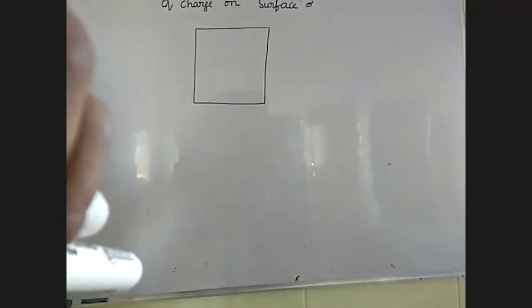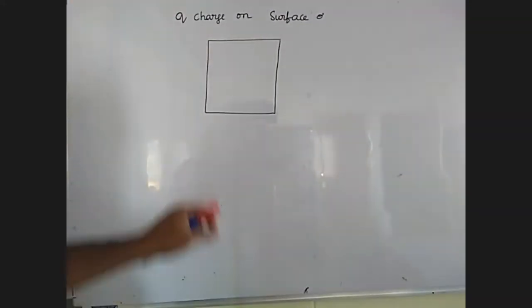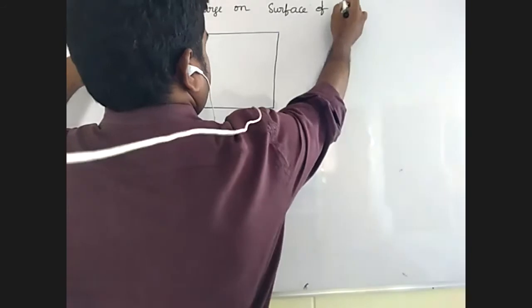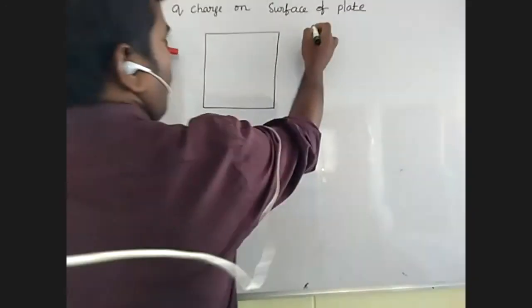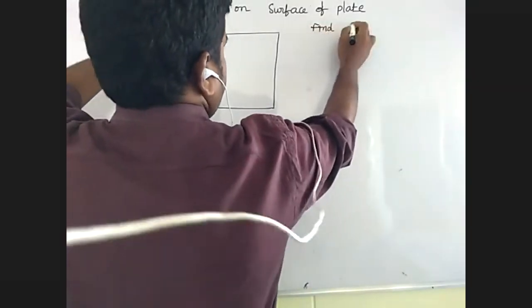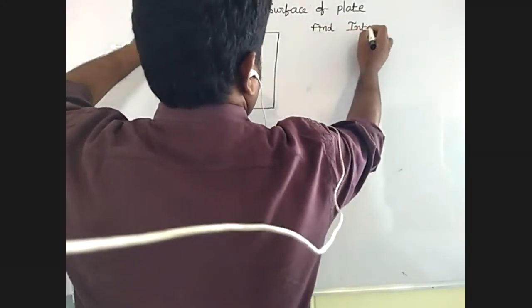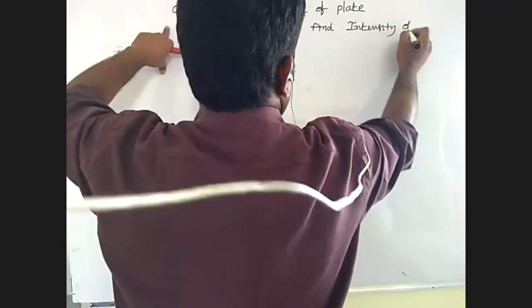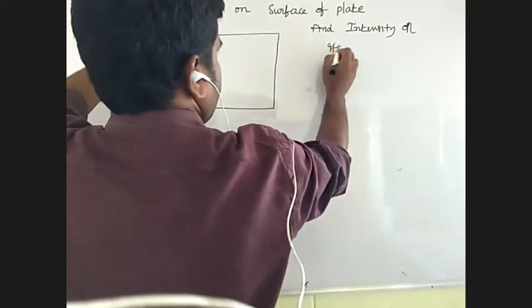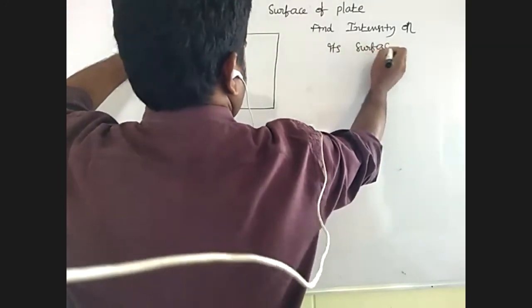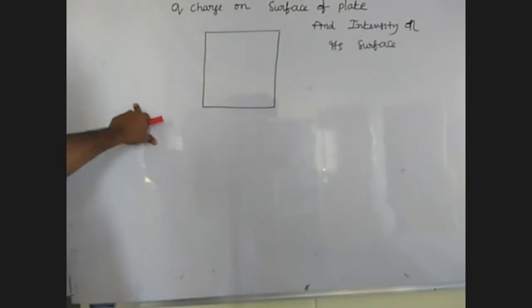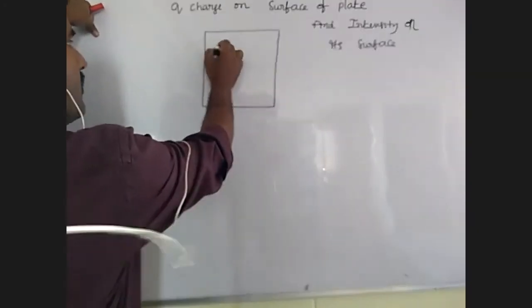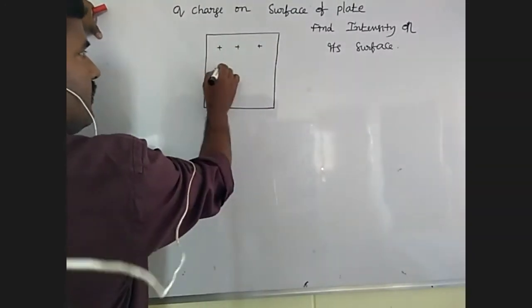Q charge on surface of a plate. Find the intensity on its surface. So this is one paper, Q charge on surface of a plate, like this.